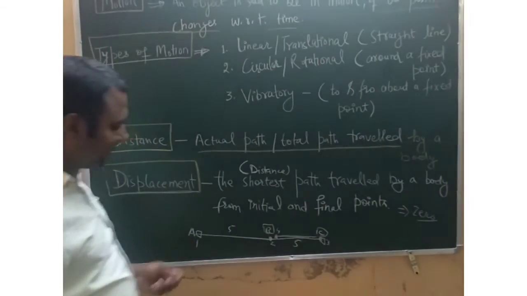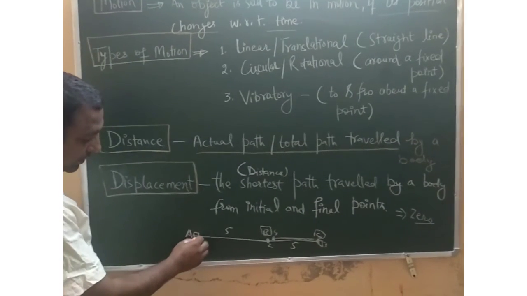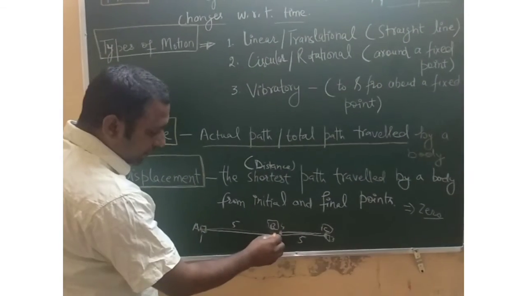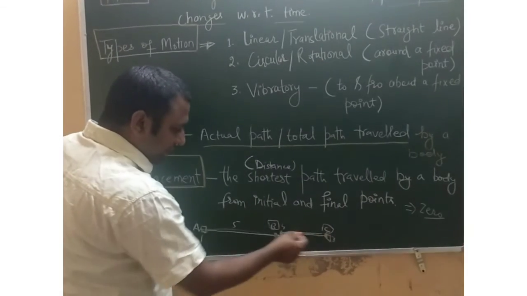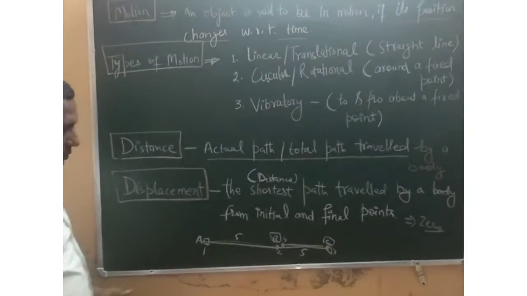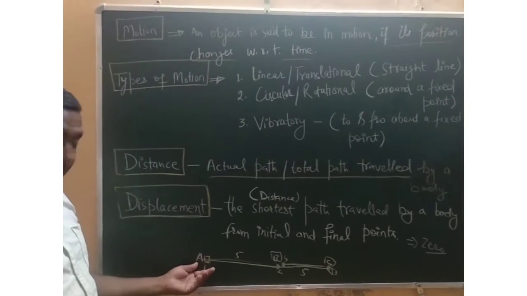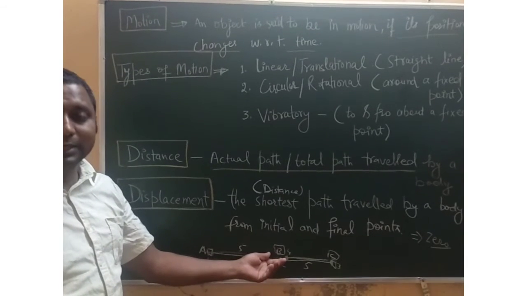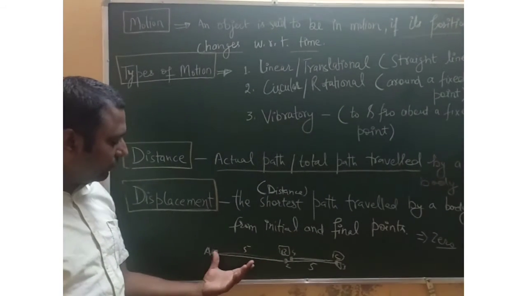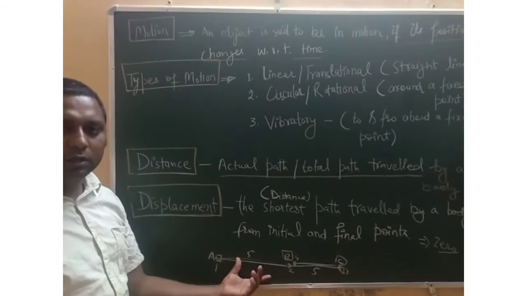Let us consider an example. A body moves from point A to point B, then to C, and finally it comes back to point B. Now somebody says find the displacement. What is the initial point? That is A, and the final point is B. So we have to calculate the distance between A and B. This is called displacement.